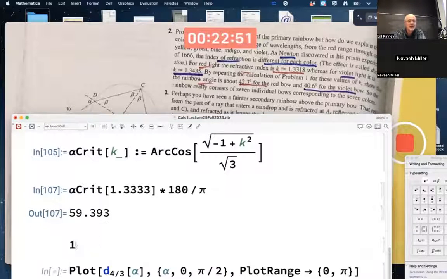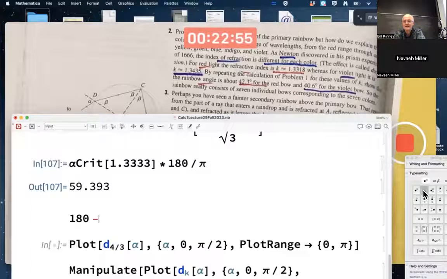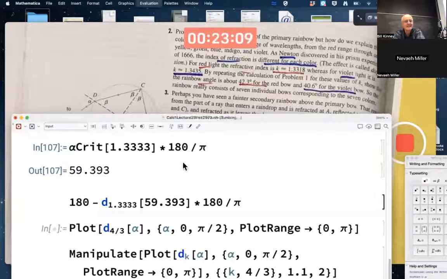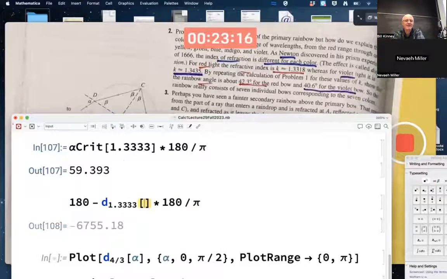Okay, that's a little tricky. 180 minus D sub 1.3333 of 59.393, though I do need to convert that to degrees by also multiplying by 180 over pi before I subtract from 180. That didn't work. Oh, that's because this is in degrees and I need to have it in radians.